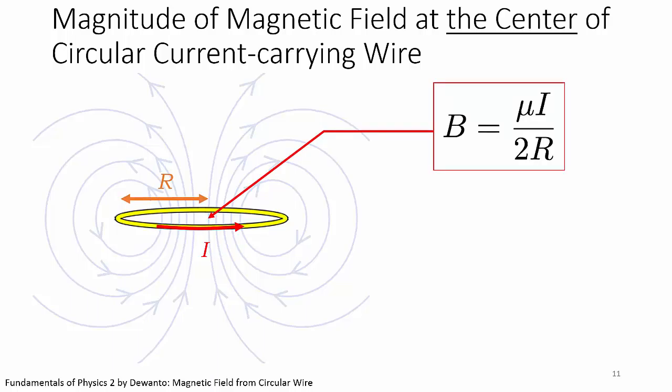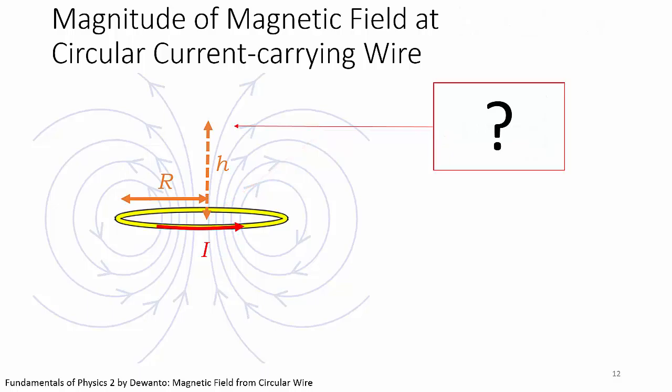Wait a minute. Are you saying that this equation only holds at the center of the ring current? Indeed it is. What a useful equation. Of all points in space, we can only use it to compute the field at the center of the ring. How about the field at points nearby, such as the field at a point above the ring? Well, we will discuss this in the next lecture.